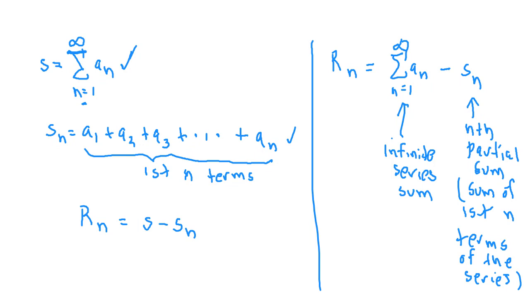And I'll make a few more notes here. The nth partial sum is an estimate. The infinite series sum, that's the true value. Maybe I should say the true value instead of truth. That's probably a little better.